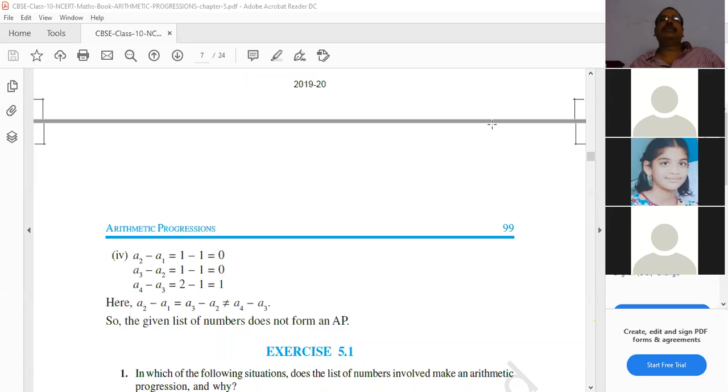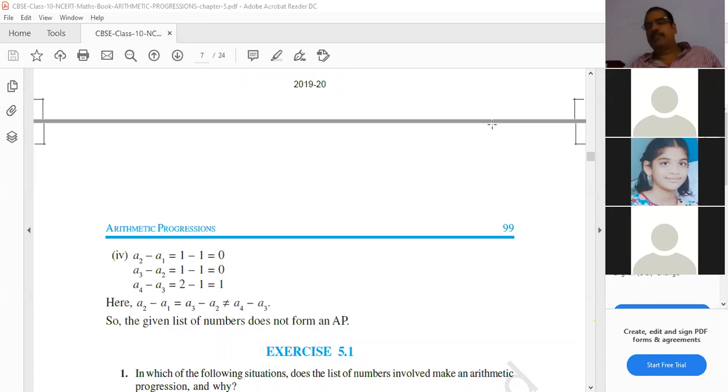And the next thing we said here: the nth term of an AP, An equals A plus n minus 1 of d. A is the first term, d is the common difference. If you know the first term and common difference, we can find the number of terms in the AP also.